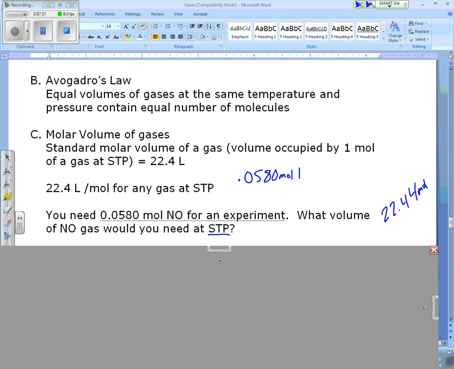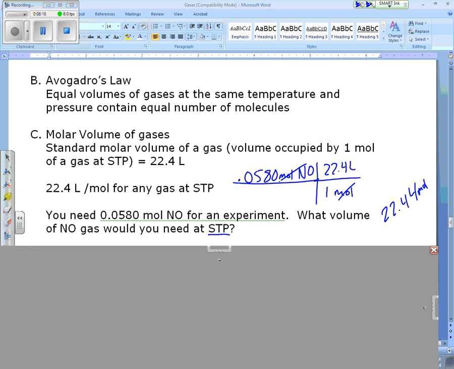Oh, all right, so we start here, 0.0580 moles of NO. And now I want to go to volume. If only there was a conversion factor I could use to go from moles to liters. If only. Yes, the 22.4 liters per mole. Mole is here, mole has to go here, and in 1 mole there are 22.4 liters. Successfully converted.